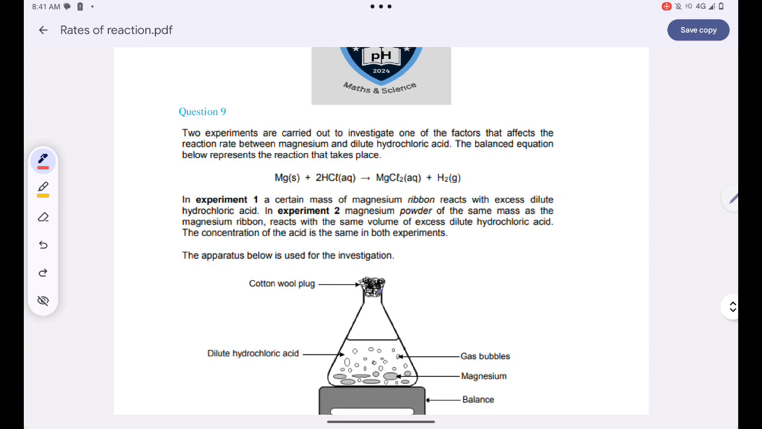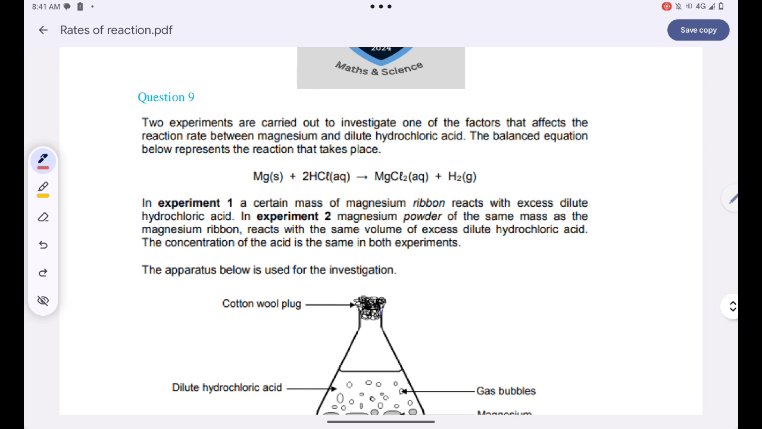Okay, we are told that two experiments are carried out to investigate one of the factors that affects reaction rate between magnesium and dilute hydrochloric acid. The balanced equation below represents the reaction that takes place. Magnesium and hydrochloric acid are both our reactants. And for products, we simply have magnesium chloride as well as hydrogen gas.